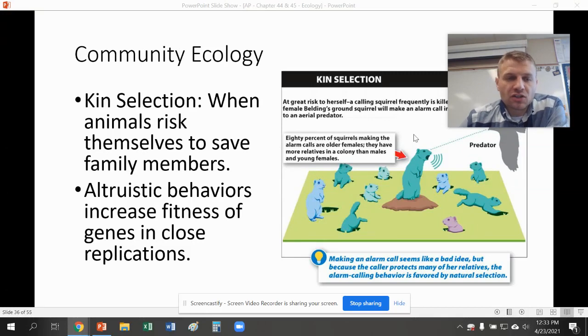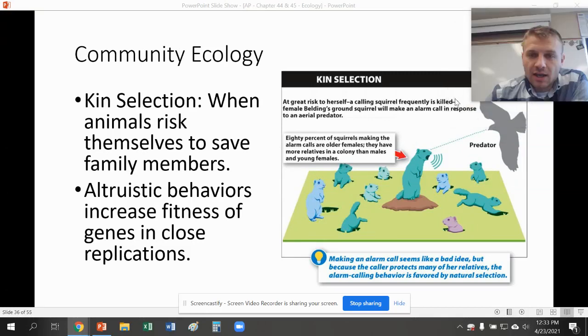So within community ecology, we have something called kin selection, and this is basically when an organism risks themselves to save their family members. So you can see this meerkat is looking out for a predator, and then when it sees it, it's going to call out to its family and say, "Hey, there's a predator around."